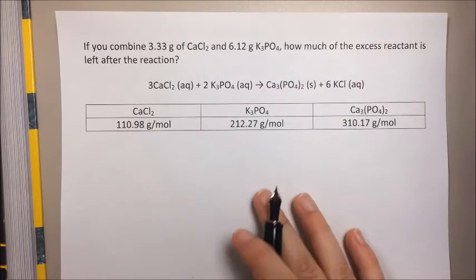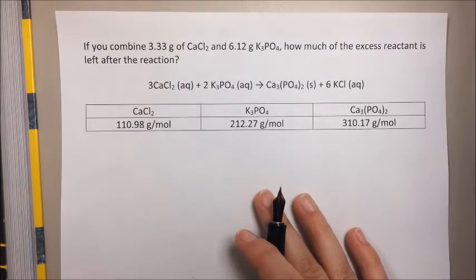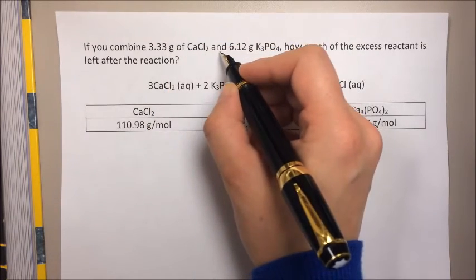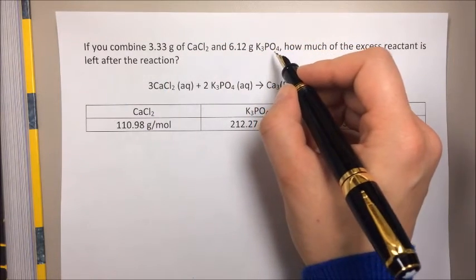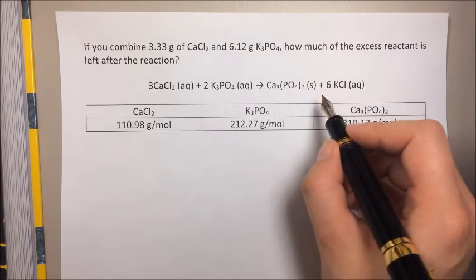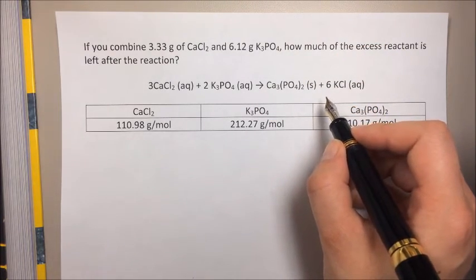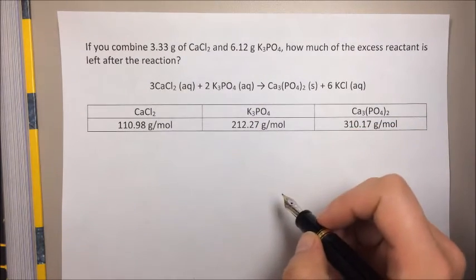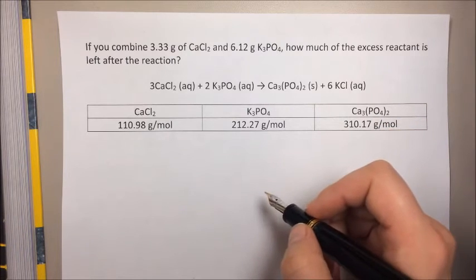Now we will use the reactant stoichiometry method to determine the limiting reagent if we have 3.33 grams of calcium chloride that we're trying to react with 6.12 grams of potassium phosphate. I have my balanced equation here. You can check out the other video I put up today if you want to find out how I got it. And I've got the molecular weights of the 3 compounds mentioned in this equation.